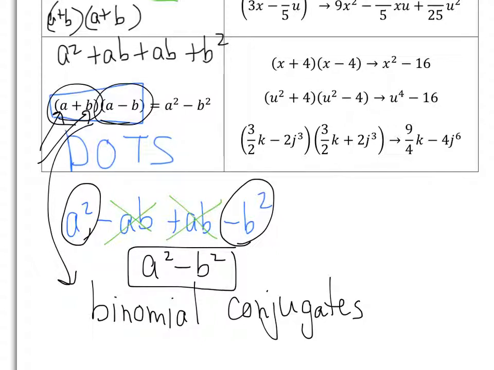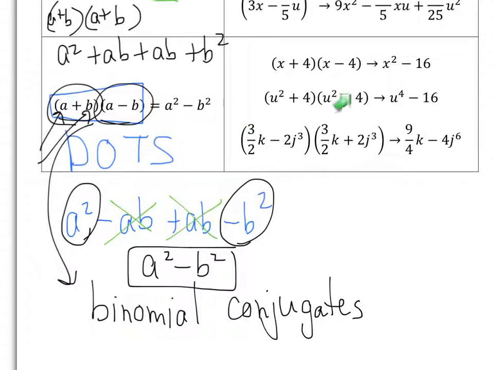All right, so if you had something like, let's take a look at this second one here. This is a binomial. This is the binomial conjugate of this one. So therefore I can just say, all right, the first term is u squared times u squared is u to the fourth. I don't have to do the outer and the inner part of FOIL because the middle terms are going to cancel for sure. For the outer part, I'm going to get negative 4u squared. For the inner part, I'm going to get positive 4u squared. Those cancel, so I don't care about them. So the last terms I multiply are 4 times negative 4, giving me the negative 16.